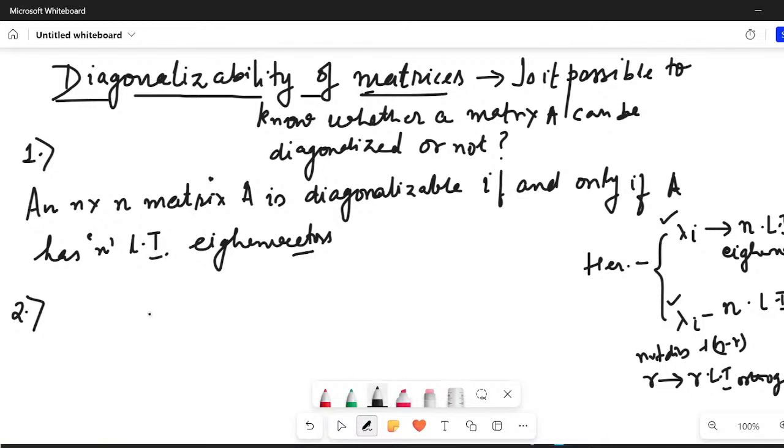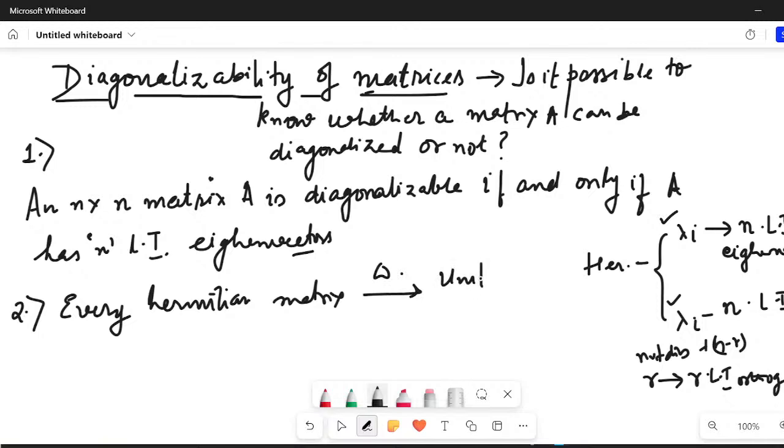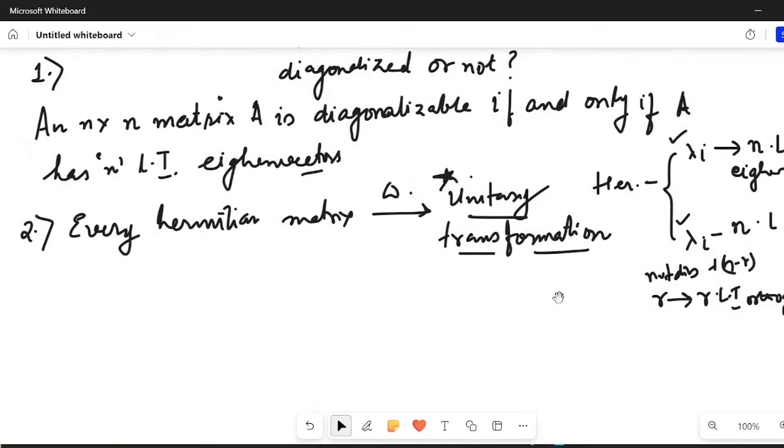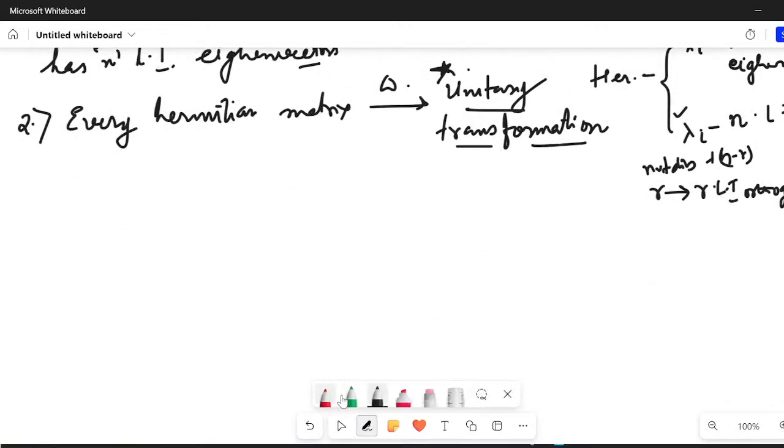So always remember, a Hermitian matrix is diagonalizable, and every Hermitian matrix can always be diagonalized using a unitary transformation. I hope it is clear now.